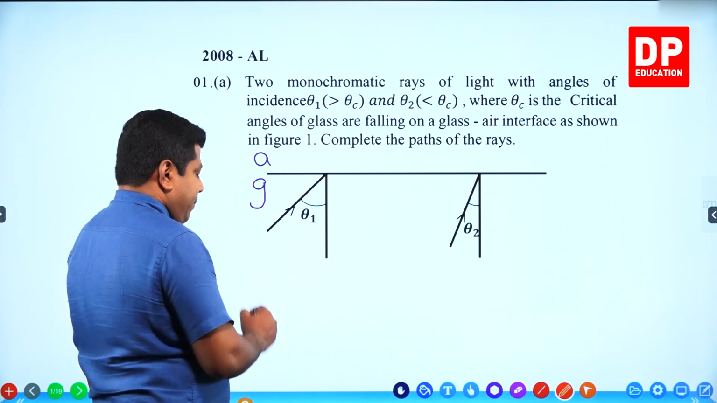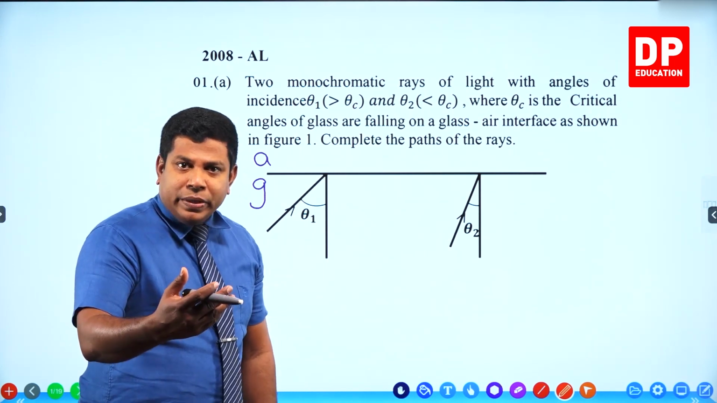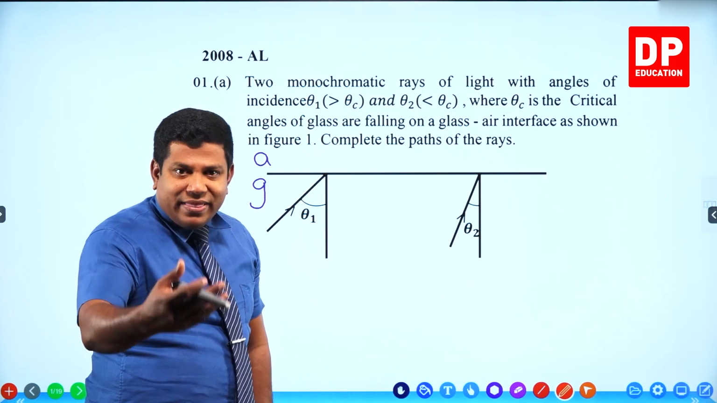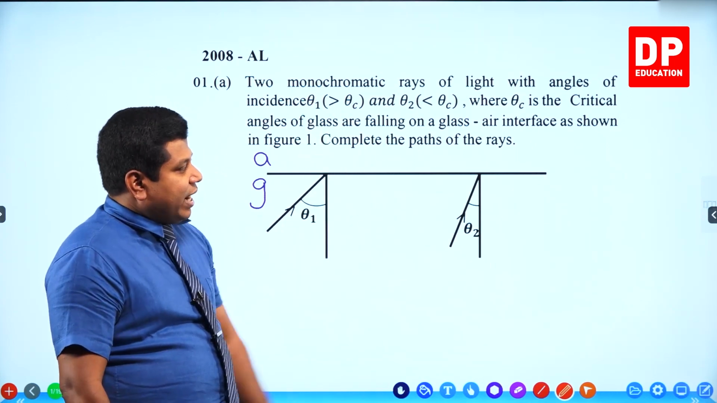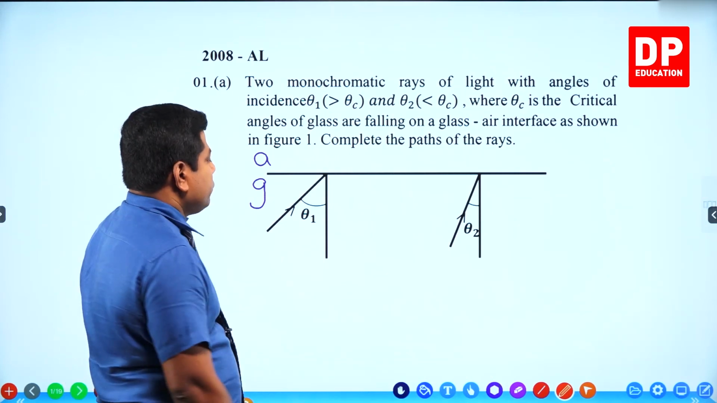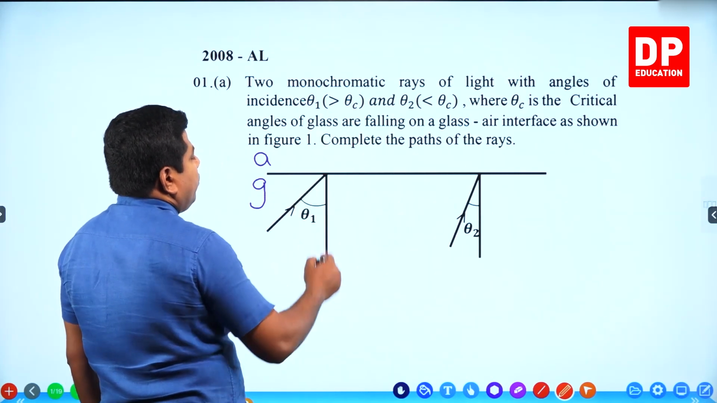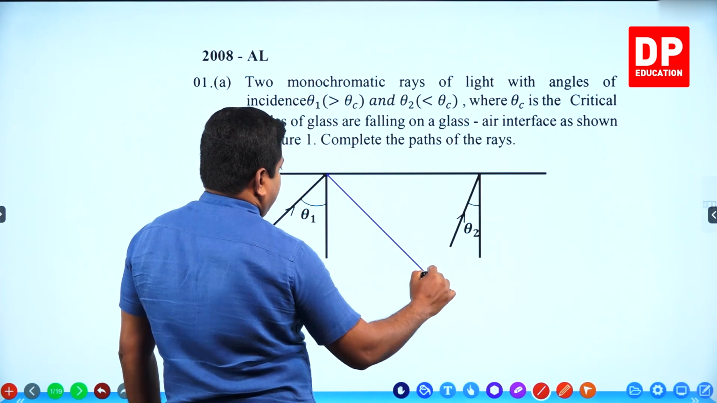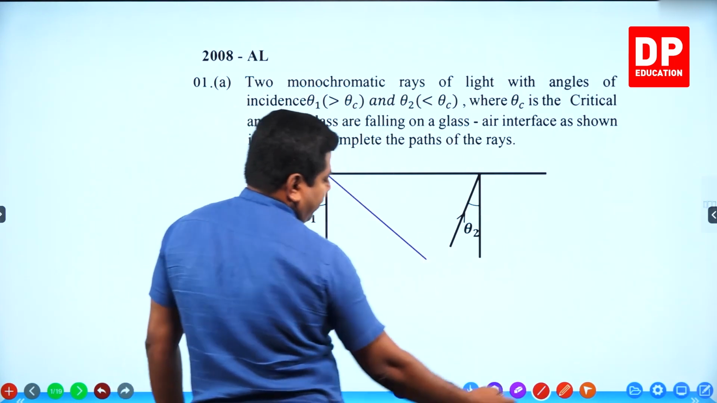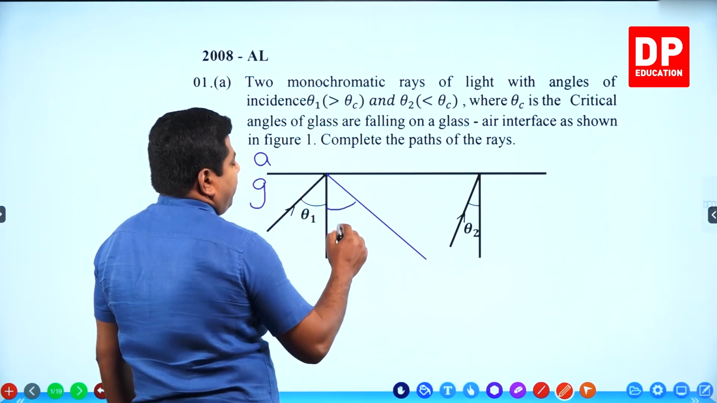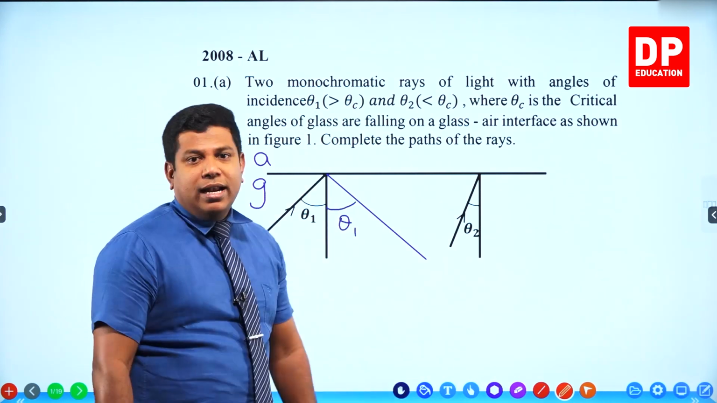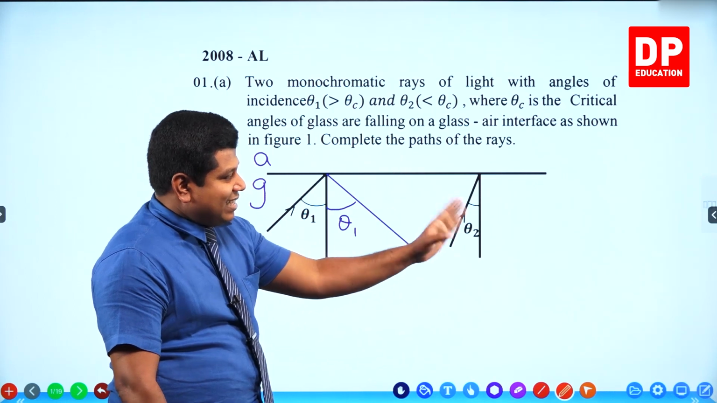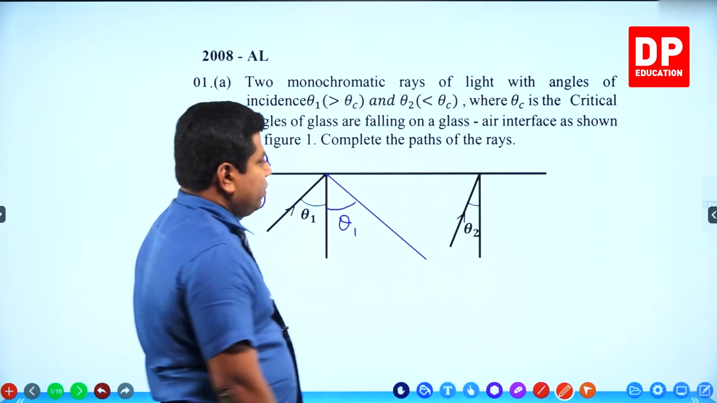If the incident angle is greater than the critical angle, total internal reflection will happen. If the incident angle is less than the critical angle, it will get refracted and go into the next medium. Theta 1 is greater than theta c, which means total internal reflection must happen here. According to the law of reflection, the angle of reflection must be equal to the incident angle. The incident angle is theta 1, so the reflection angle is also theta 1. Here the incident angle is less than the critical angle, so it will get refracted into the next medium.